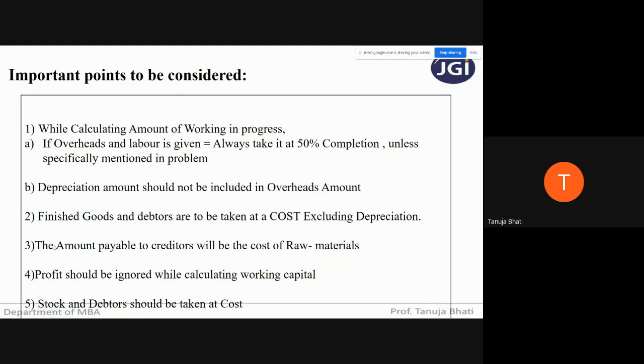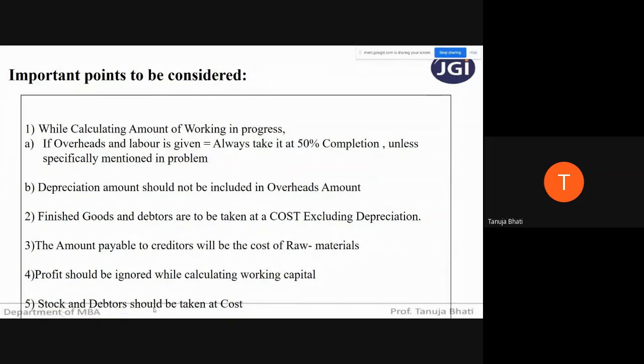Third point is the amount payable to creditors will be the cost of raw materials. Obviously, because the creditors are persons from whom we are going to purchase goods, correct? So at the cost of the raw materials, that will be the amount payable to the creditors. Fourth point, profit should be ignored while calculating working capital. This I have already explained to you, do not consider profit while calculating working capital. Just ignore the profit if any given in the problem.